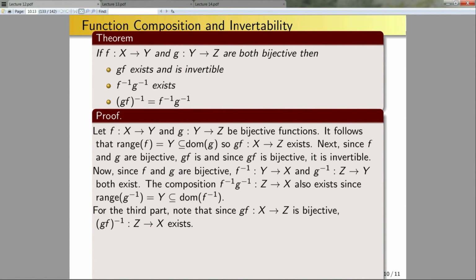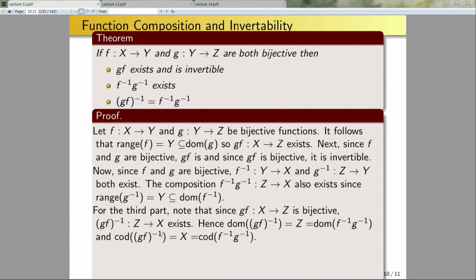Showing that the domain and codomain are the same is pretty trivial. The domain of both of them is just Z, so I'm done. Similarly, the codomain of both of the functions is X, so I'm done there. So finally, we need to show that this function here is in fact the inverse of gf. So how can I do this?